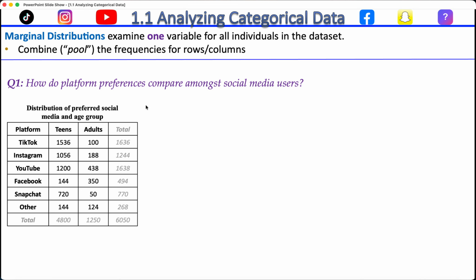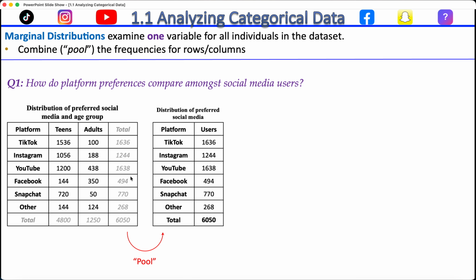So in this section, if I'm looking at stuff overall to compare social media usage amongst all users, then I should be looking at the total column. So let's suppose I do that. Let's suppose I take all the teenagers using TikTok, all the adults using TikTok, the 15, 36, and the 100, and I just look at them combined, the 16, 36 now. That's all the users who use TikTok. Same with Instagram and YouTube and Facebook, Snapchat, other.